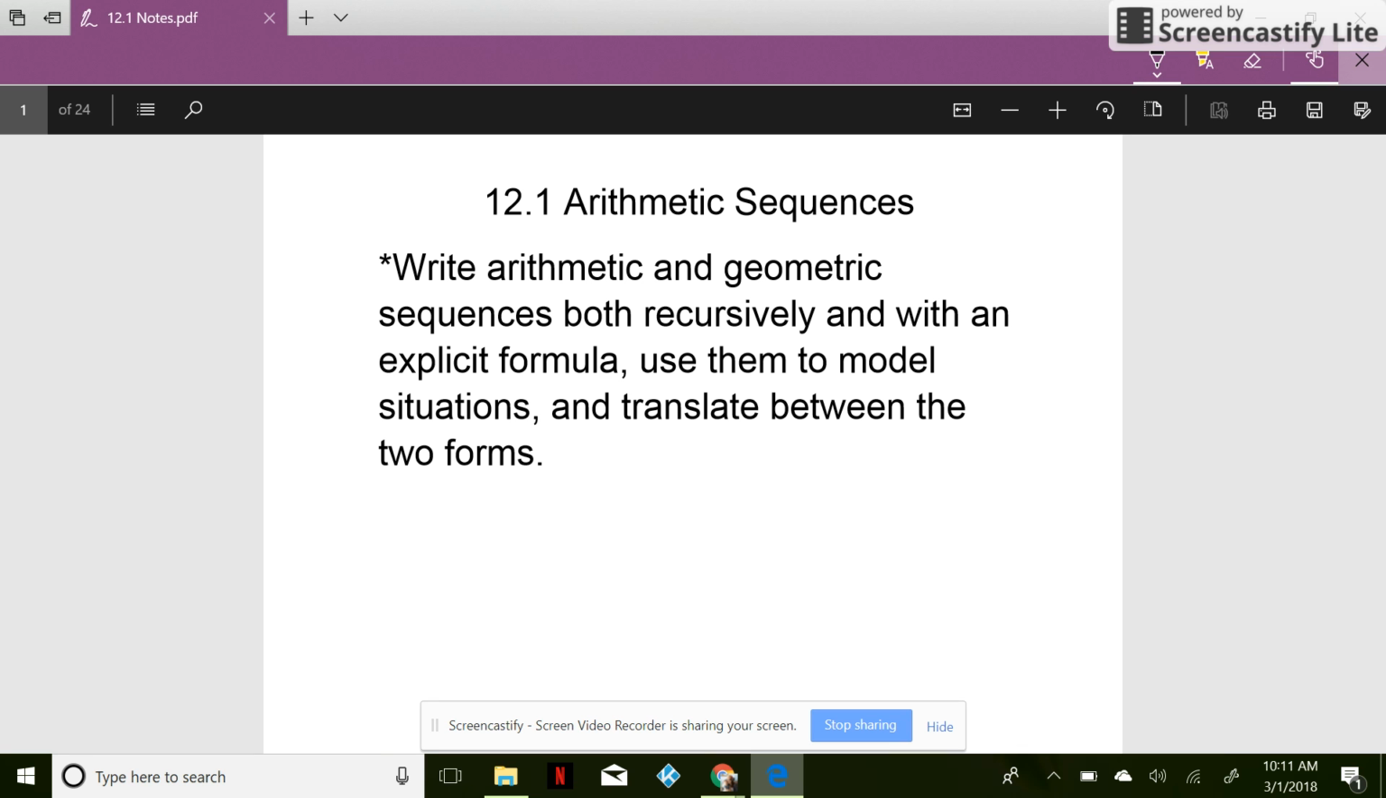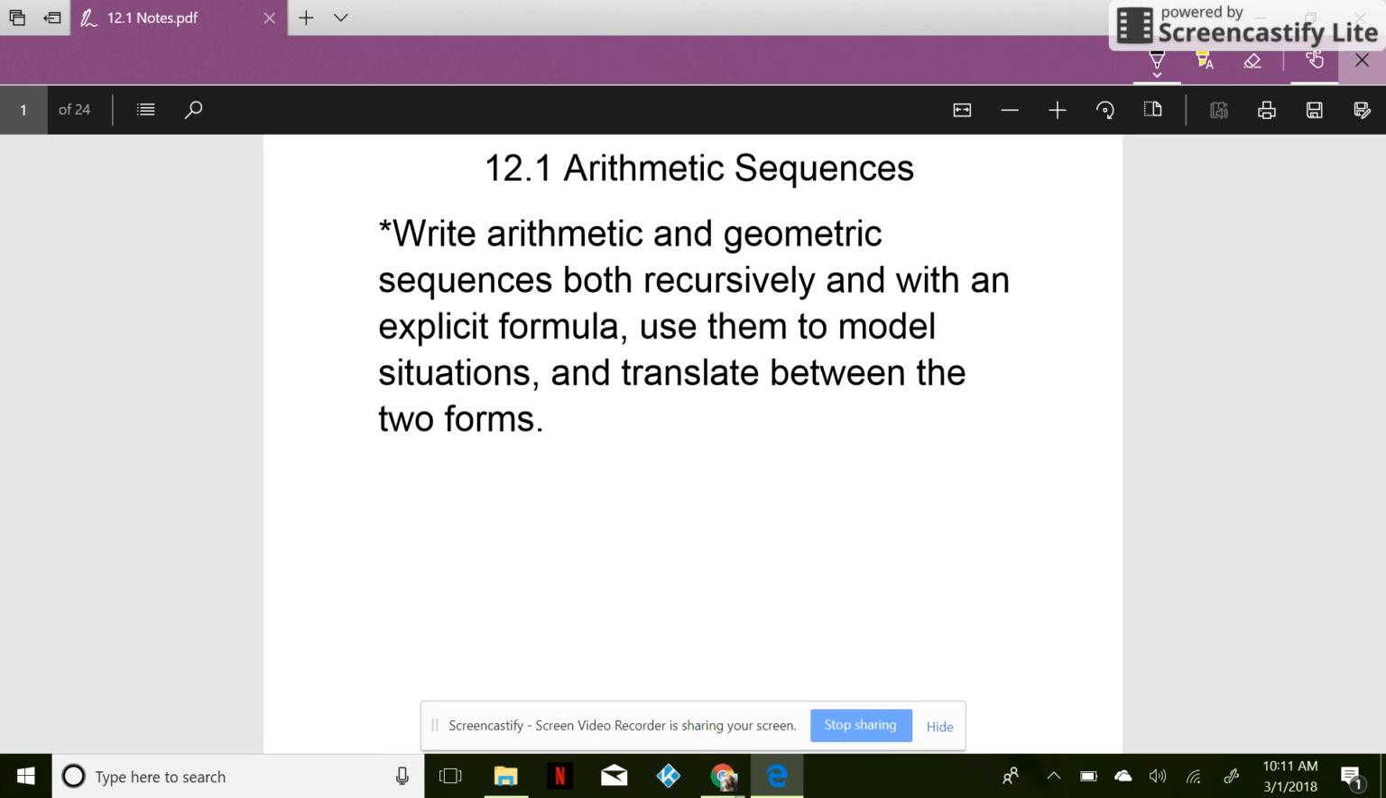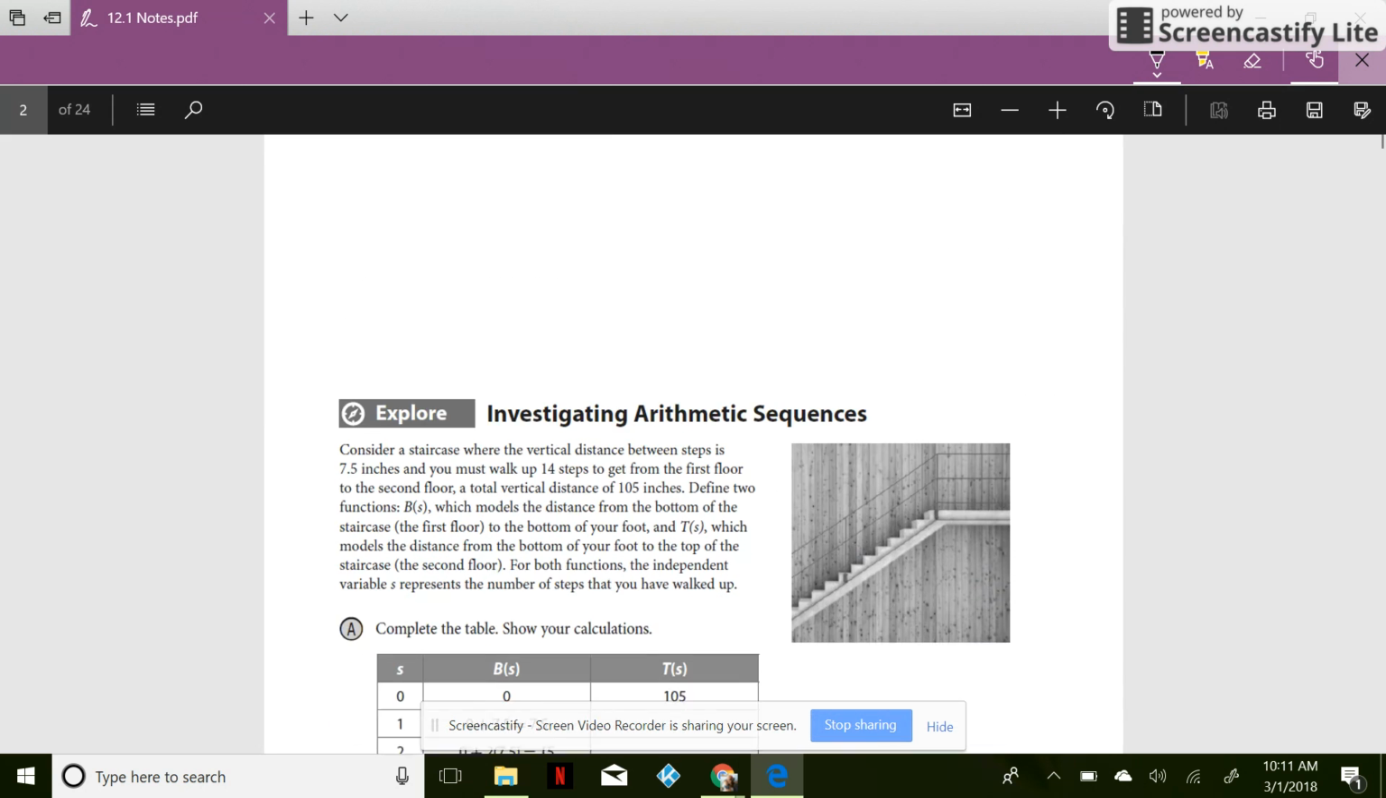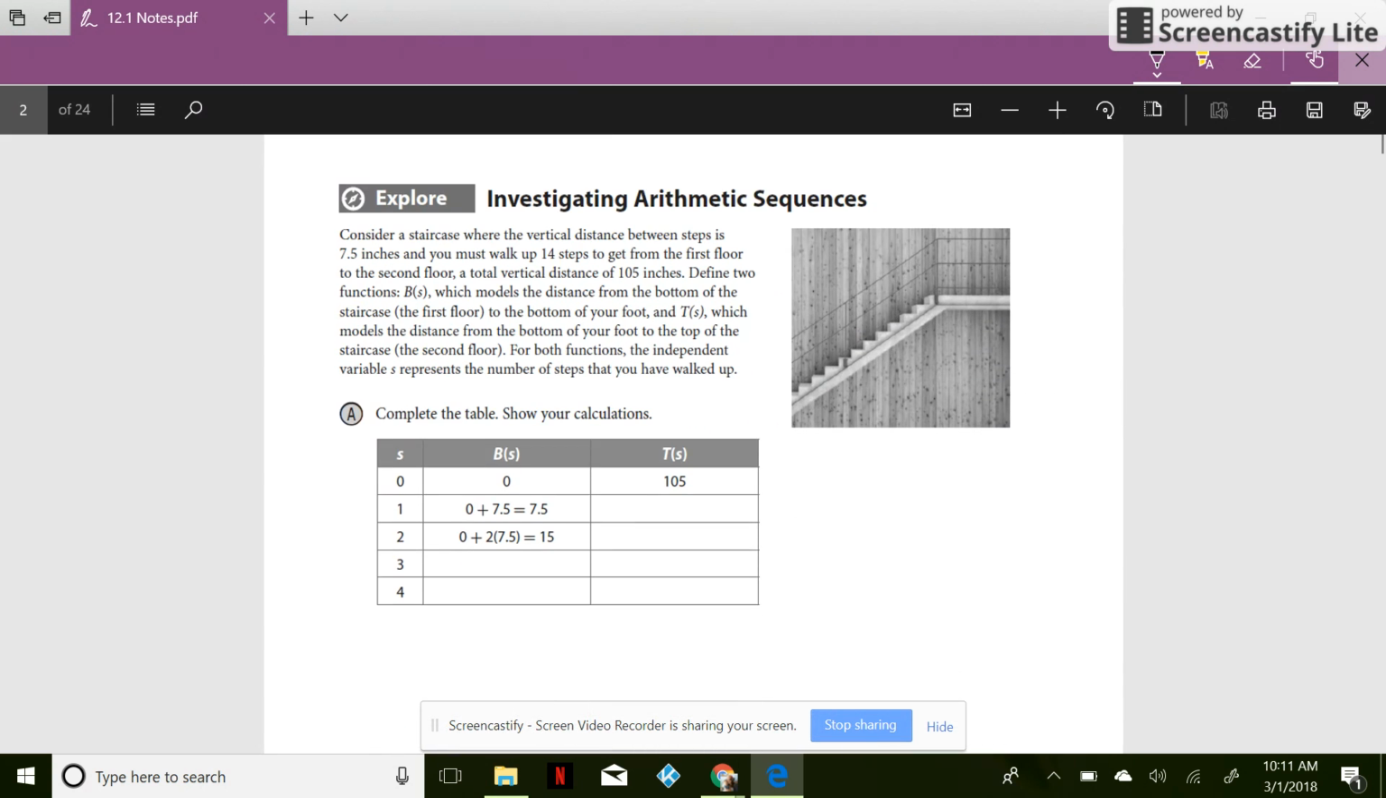So we're looking at section 12.1, writing arithmetic sequences. We want to be able to write arithmetic and geometric sequences, both recursively and with an explicit formula, use them to model situations and translate between the two forms. First, we're going to do kind of an investigation here.